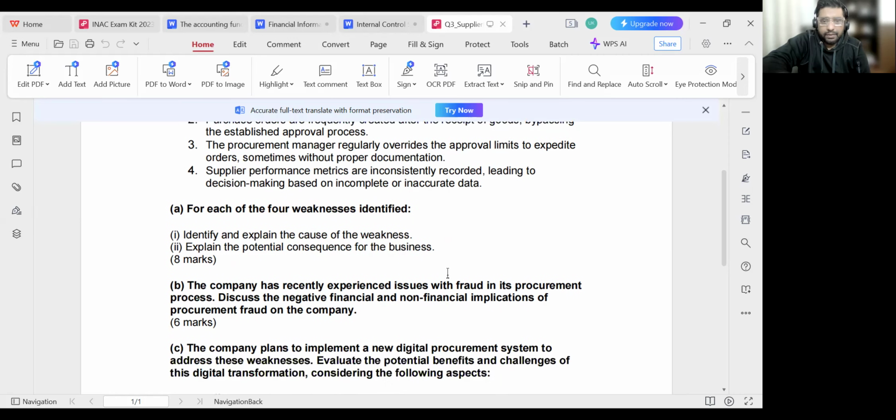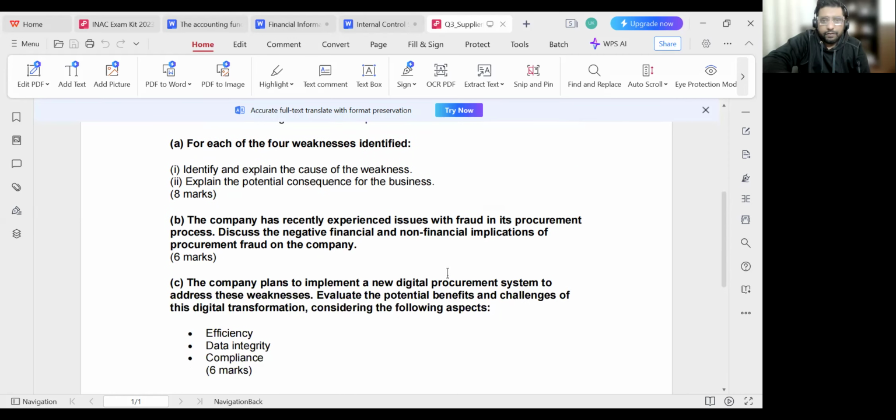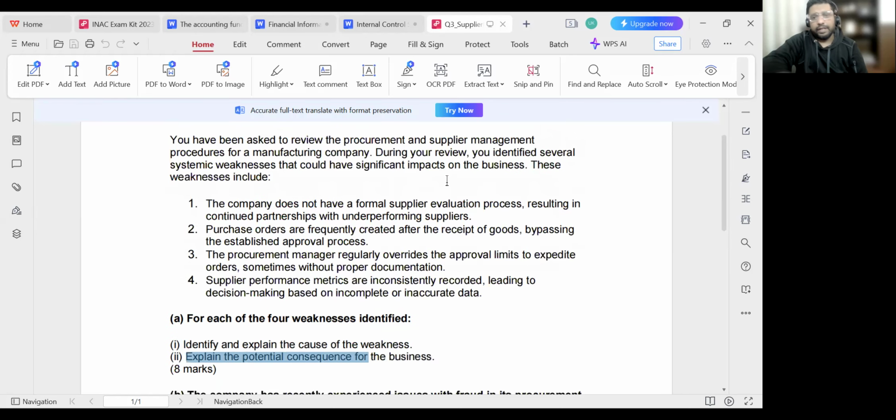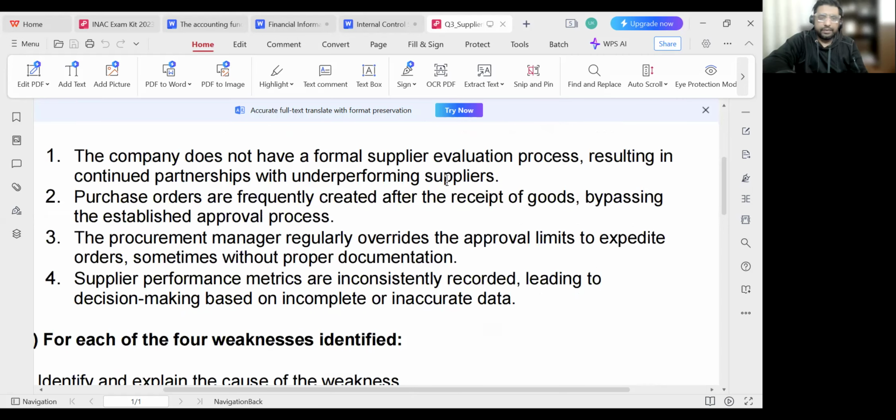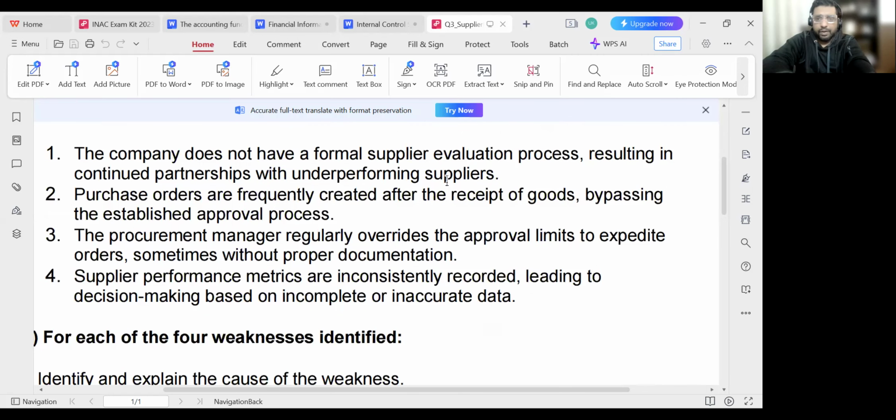Okay. So for each of the four weaknesses identified, first we have to identify and explain the cause of the weakness. Okay. And then explain the potential consequence for the business, the impact on business, right? So for each of the four weaknesses, we have to do it, right? Just take a minute, make a map in your mind, and then we'll talk about the answer.